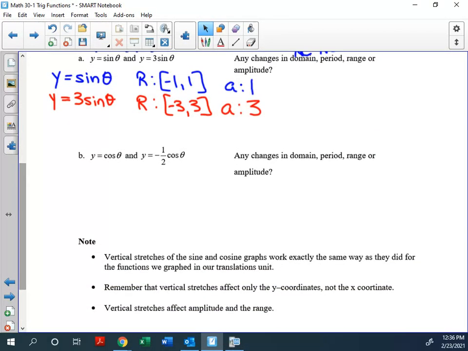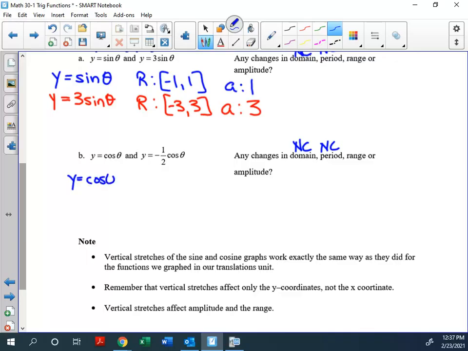Cosine. We're changing the function. This one's cosine. If I go from cos theta to y is equal to -1/2 cos theta, before you jump in your calculators, is this going to change the domain? It's an a value, so does it affect the x values? No. A affects the y, no change in domain. Is this going to affect the period? Well, no. The period is a horizontal length, that's not going to change. Is this going to affect the range? Well, yeah, those affect the y values and amplitude.